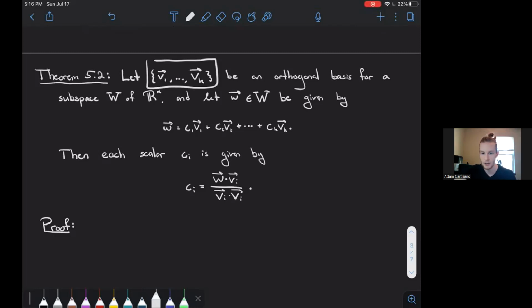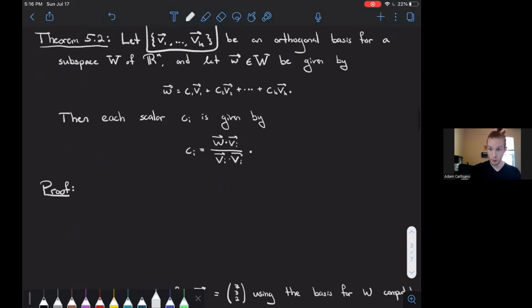by just doing a dot product. Okay, the ith scalar ci is just going to be w dot vi divided by vi dot vi. That's a number. It's a quotient of two scalars. The denominator will not be 0 because a basis is a linearly independent set, which means all of the vectors inside of it are non-zero. And so the dot product of two non-zero vectors is non-zero. And so, yeah, but more importantly, how do we get this number?